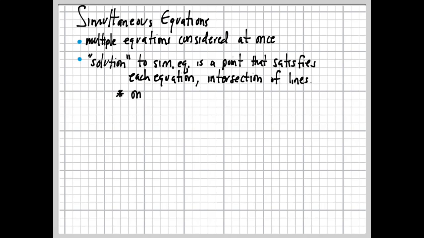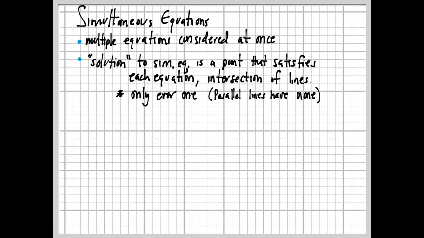Now, there's only ever just one solution to any simultaneous equations. It's either one or none. Parallel lines, if they don't cross, then there will be no solution. There will be no point of intersection.